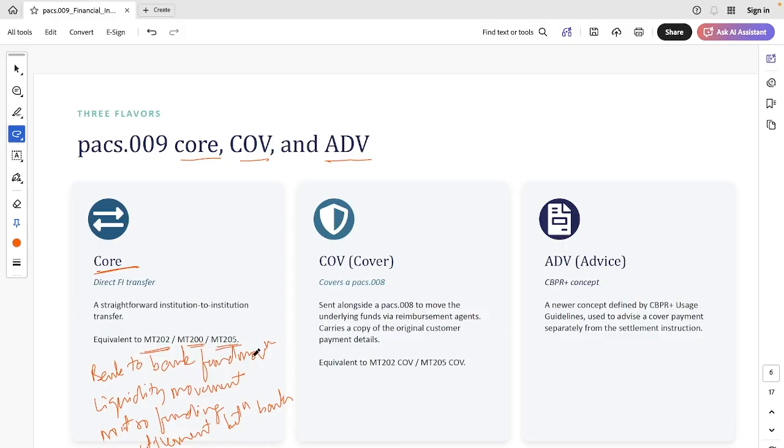Second is your pacs.009 COV, where the COV basically means cover. Now this is used when there is an underlying customer payment, usually pacs.008, but the actual funds have to move through a separate correspondent banking chain. For example, corporate A pays corporate B. The customer instruction goes through pacs.008, but the actual settlement of money moves through correspondent banks using pacs.009 cover. So pacs.009 cover carries not only bank-to-bank settlement details, but also a copy of underlying customer payment details.